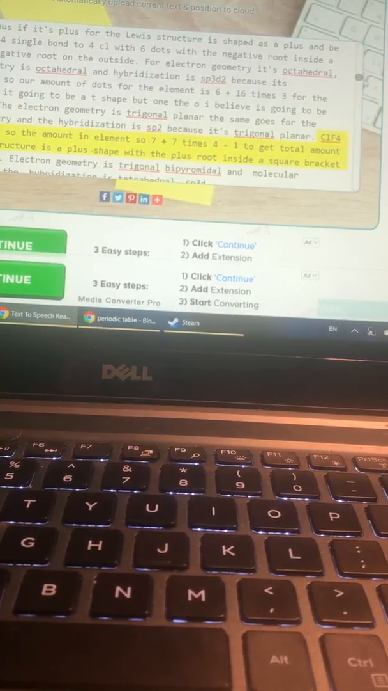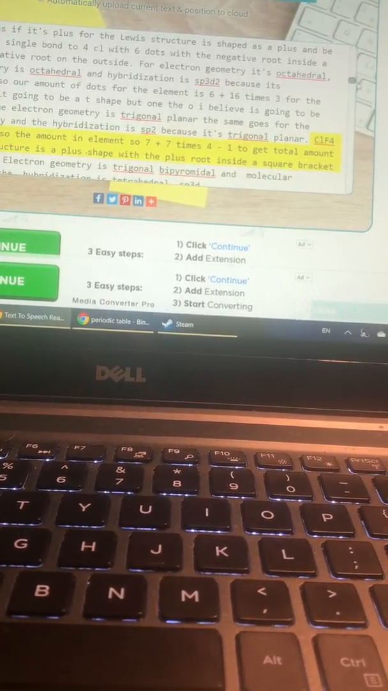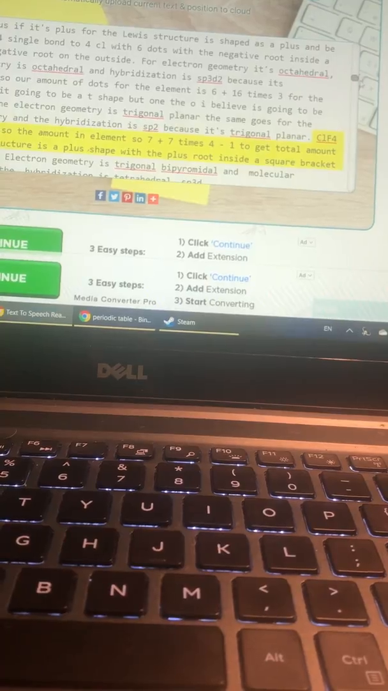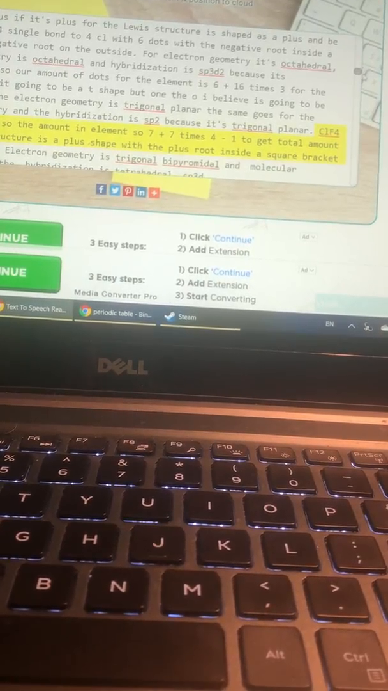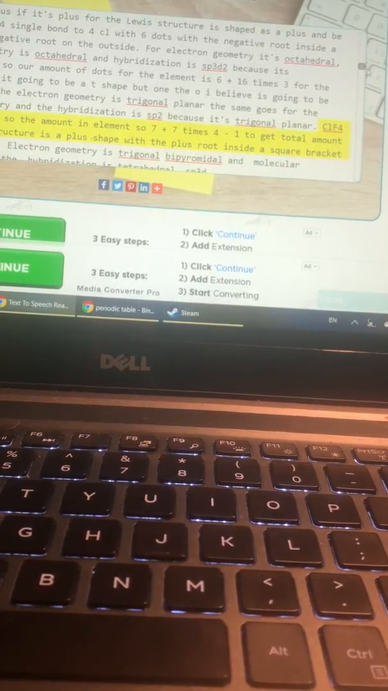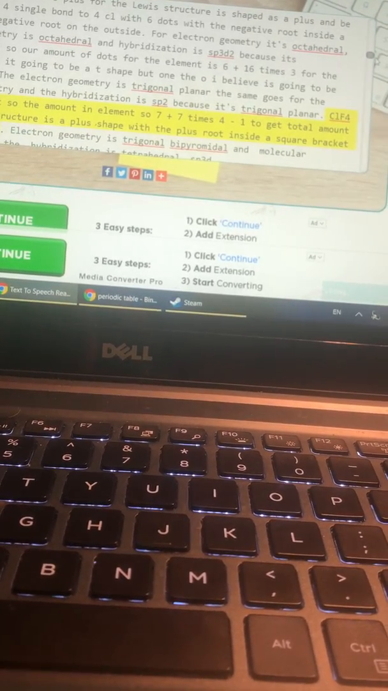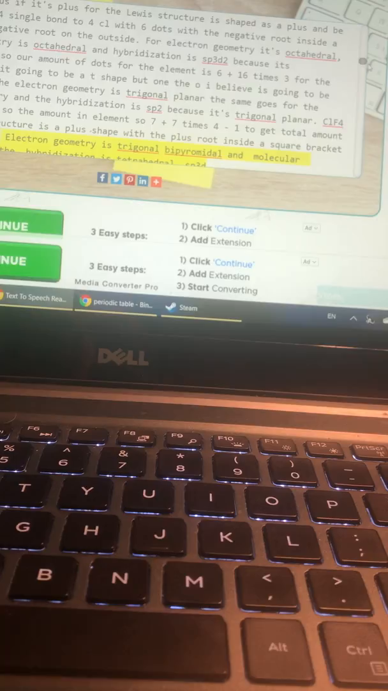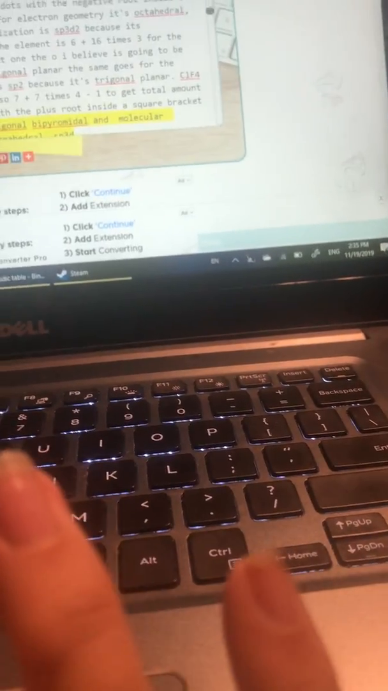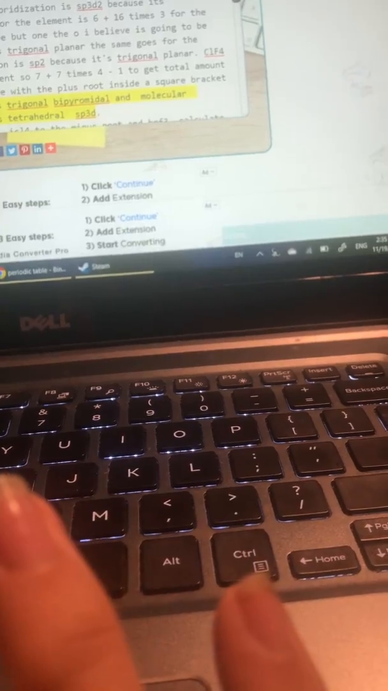ClF4 with a plus charge, so the number of electrons is 7 plus 7 times 4, minus 1 to get the total amount, and the Lewis structure is a plus shape with the plus charge inside a square bracket with a plus charge outside. Electron geometry is trigonal bipyramidal, and molecular geometry is also. The hybridization is sp3d.